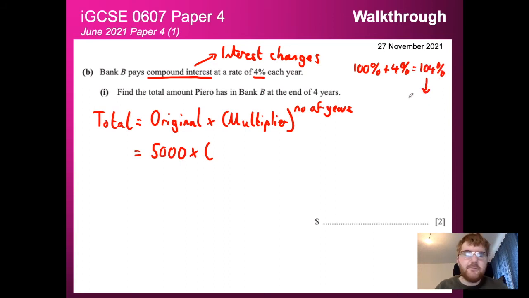And now, again like the previous question, we want to change the percentage into a decimal. So we divide by 100, and that gives us 1.04. So that is our multiplier, and then the number of years in this question is 4. So we put 4 here, and now this is a case of just putting this into your graphical calculator.